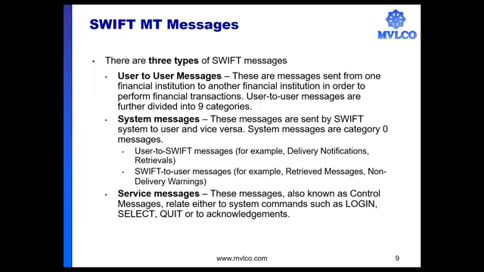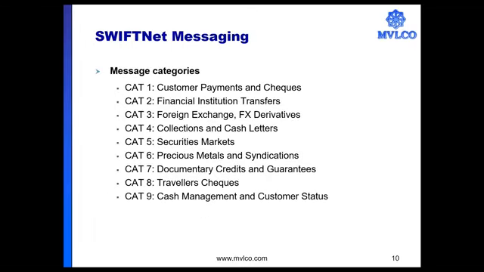So when we have these message types, let's now look at the user-to-user message types. In the user-to-user message types, we have 9 different categories. Category 1 is customer payments and checks. Category 2, financial institution transfer. 3 is foreign exchange and FX derivatives. 4 is collections and cash letters. 5 is securities market. 6 is precious metals and syndications. 7, documentary credits and guarantees. 8 is traveler checks, and 9 is cash management and customer status. In addition to this, there is also a common category called category N. In this category, which we'll discuss on the next slide, we'll look at the numbering system.